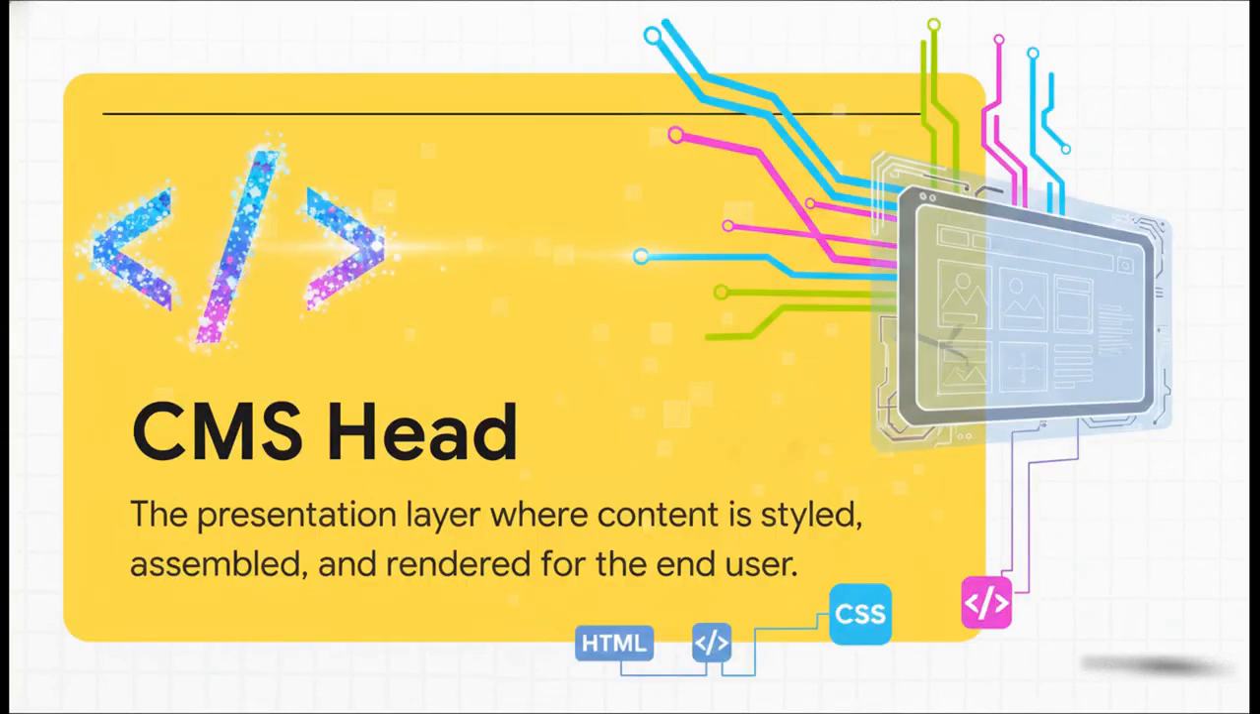To really understand the solutions here, we kind of need to define our terms first. Like, what exactly is a head when we talk about a content management system? Put simply, the head is just the presentation layer. It's that front-end piece, your HTML, your CSS, your JavaScript, where your content is actually styled, assembled, and rendered so the end user can literally see it and interact with it.